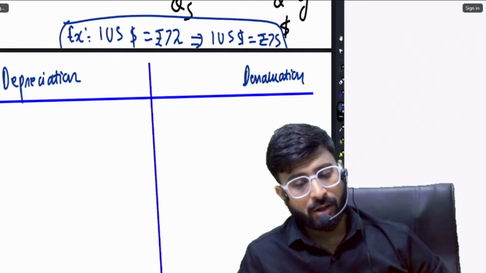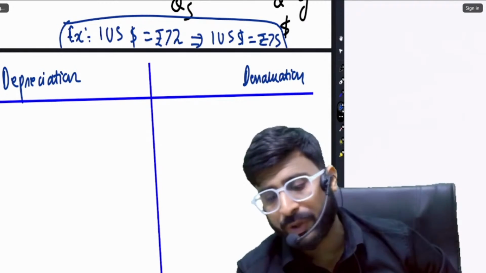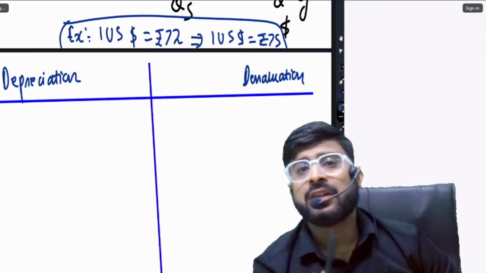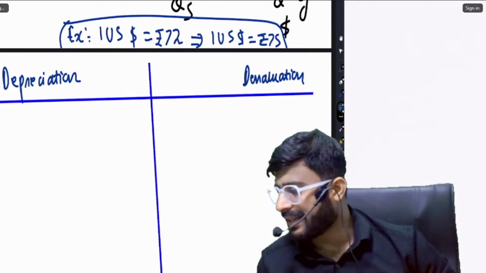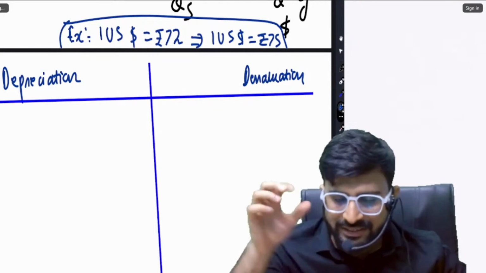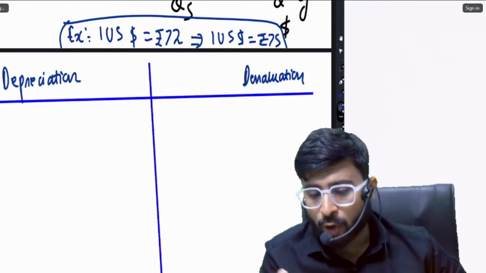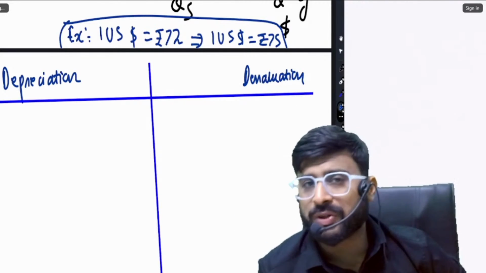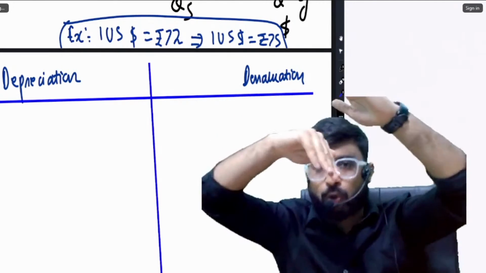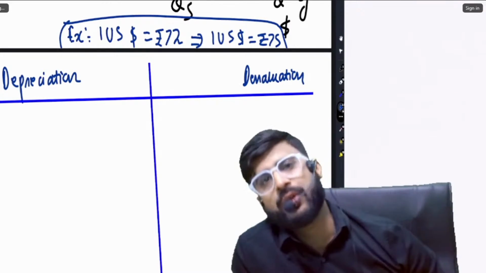So see, initially to buy $1 we had to pay 72 rupees. Now in order to buy $1, we have to pay 75 rupees. So basically the value of Indian currency has fallen, and the value of foreign currency has risen. How? Because earlier for $1 we had to pay 72 Indian rupees, now we have to pay 75. So the respect of the dollar has increased, but the respect of our home currency, the rupee, has declined. That is called depreciation and devaluation.